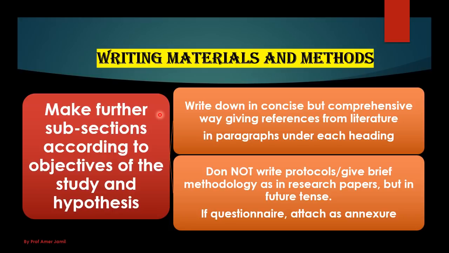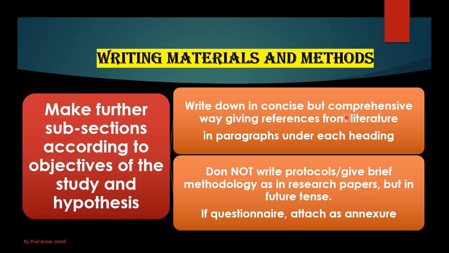You have to make further subsections or subheadings of the materials and methods according to the objectives of the study and hypothesis built on the basis of the literature gap, and also as discussed in how to conceive your research idea. You write both in a concise but comprehensive way. Concise means short form, but comprehensive means if someone wants to do a literature search on it, they should find how you want to do that.